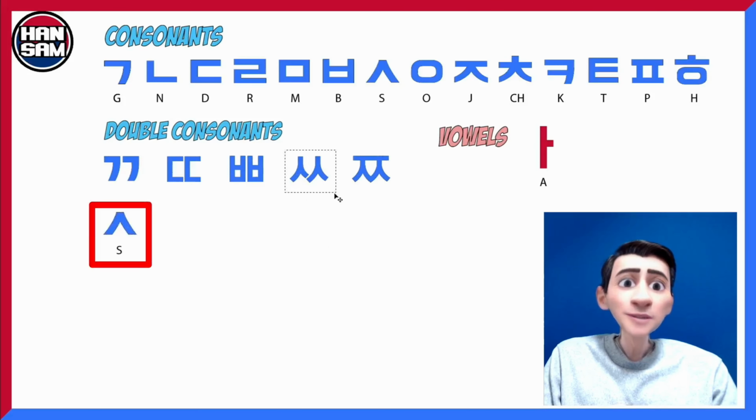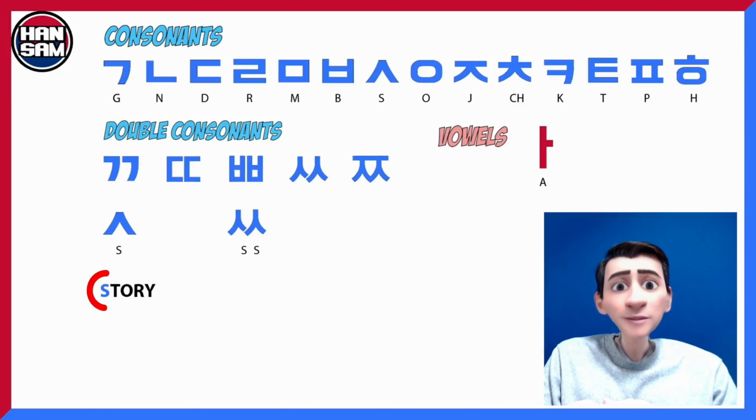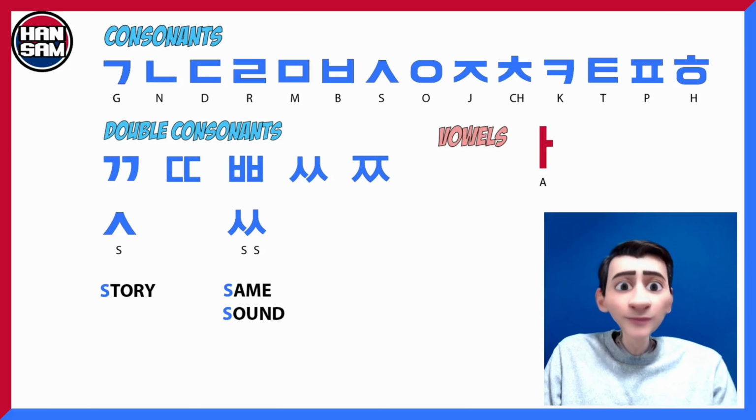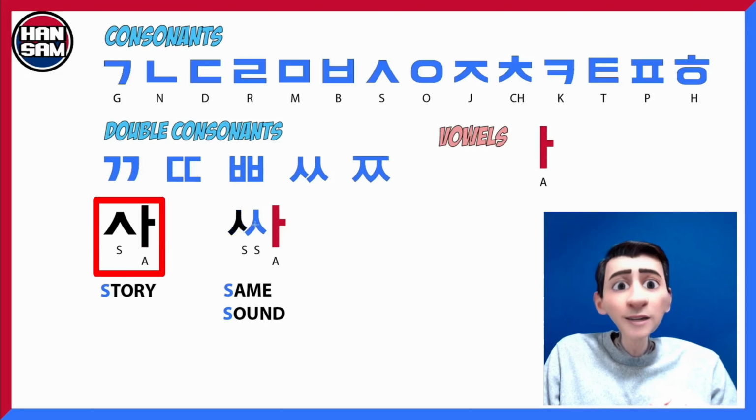The fourth double consonant is double 시옷. 시옷 creates an S sound. Compared to that, double 시옷 creates a stronger S sound. Compare the S sound in story to the S sound in same or the S sound in sound. Let's add Korean vowel ㅏ so we can compare the different sound value. S, A, sa.